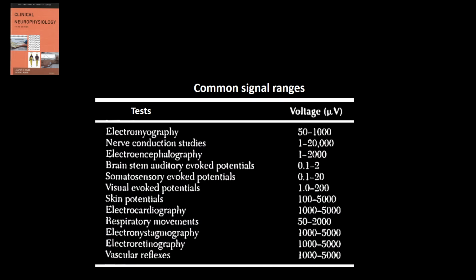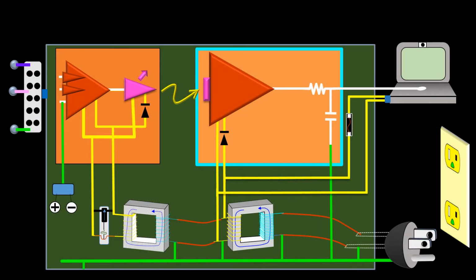by looking at this table from Jasper's Clinical Neurophysiology book, which lists the different voltages of the signal surveyed by different clinical neurophysiological exams. Notice that the EEG records electrical activity with a voltage ranging from 1 to 2000 microvolts, whereas somatosensory evoked potentials record electrical activity of 0.1 to 20 microvolts. So you can see why preamplifiers, which are mere single-ended amplifiers placed in front of the differential amplifier, are needed to monitor evoked potentials.